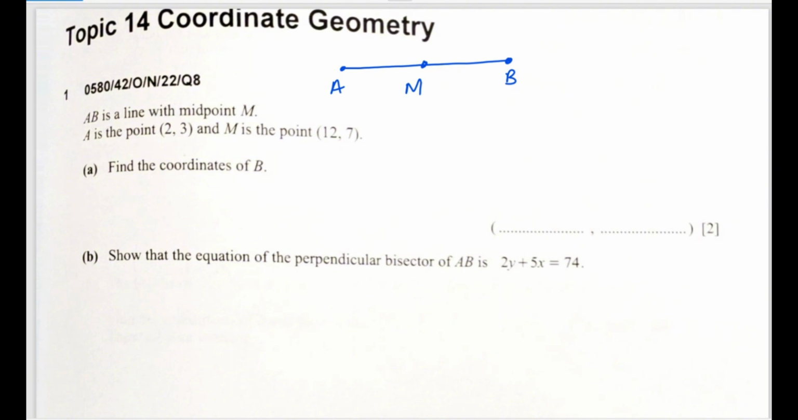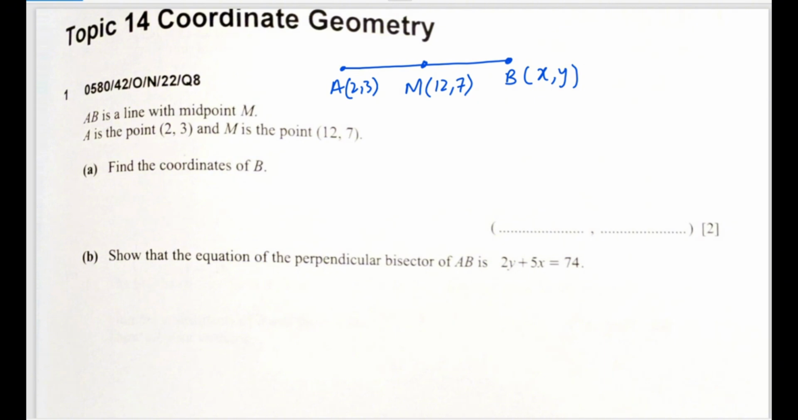The midpoint M is given to us, which is (12, 7). And the coordinate point A is (2, 3). In part A, find the coordinates of B. B coordinate is not given to us. We will consider the coordinate point B as (x, y). So we will apply here the formula for the midpoint of the line AB. And the answer of this midpoint is given to us.